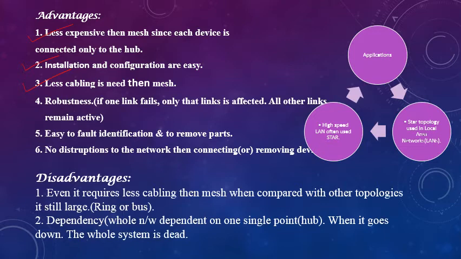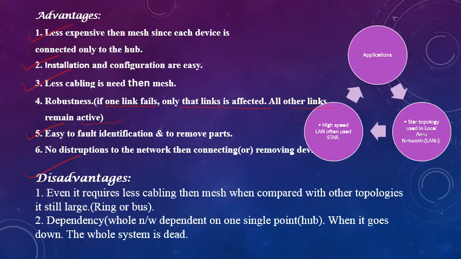In this topology, if one link fails, only that link is affected. All other links remain active. It is easy to identify the fault and remove the faulty part. We can easily remove the problem.